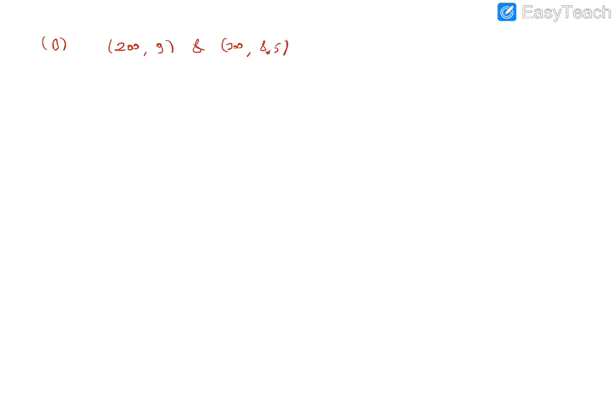So, what is the slope? Let's calculate the slope directly. 9 minus 8.5 over, please keep the preserved order, 200 minus 300. So this is 0.5 over minus 100, which is minus 0.005. So the slope is minus 0.005.